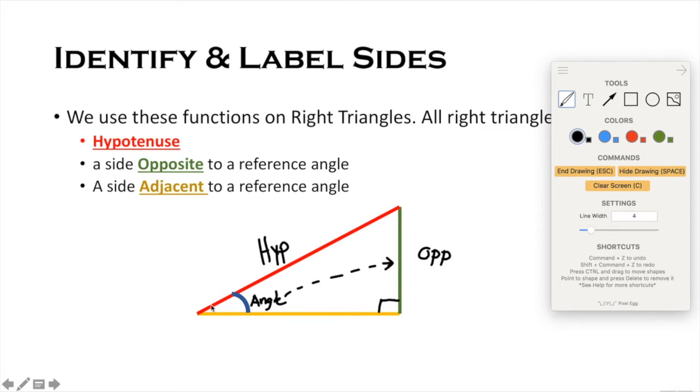Otherwise, the last thing that we need to find would be the adjacent side. And we'd be able to tell what that is because it's not the opposite side or the hypotenuse. It's connected to the reference angle, but it's not the hypotenuse. So it's connected to both the reference angle right here and the right angle over here. So that's how we know that this would be the adjacent side.